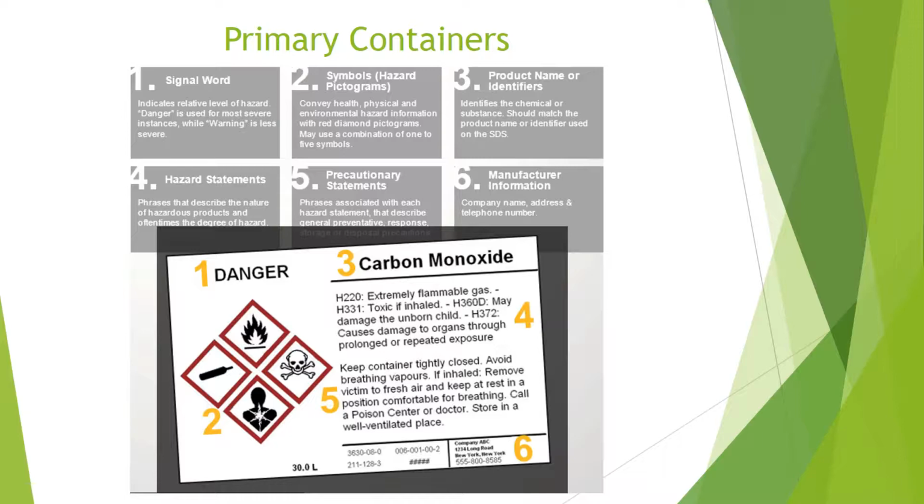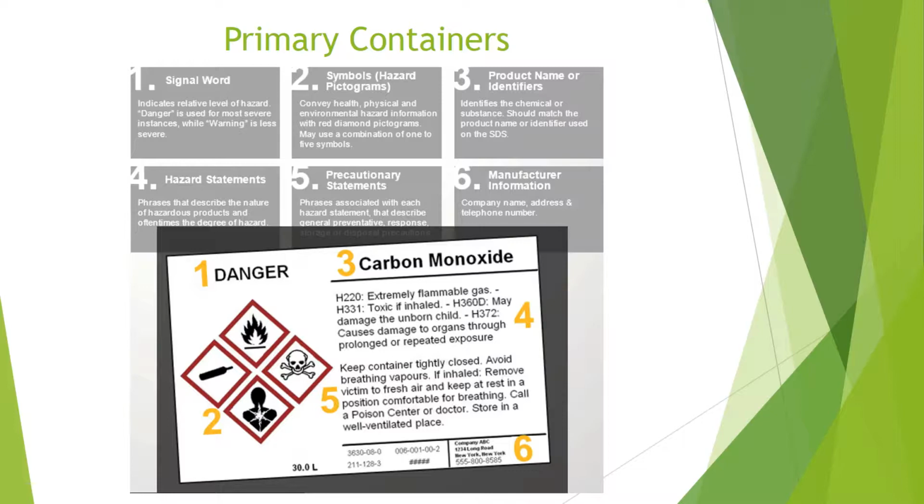Number 2, symbols or hazard pictograms. These symbols convey health, physical, and environmental hazard information with red diamond pictograms, and they may use a combination of 1 to 5 symbols. Number 3, identifies the chemical or substance. This should match the product name or identifier used on the safety data sheet.